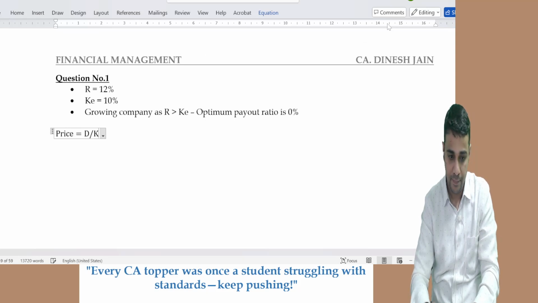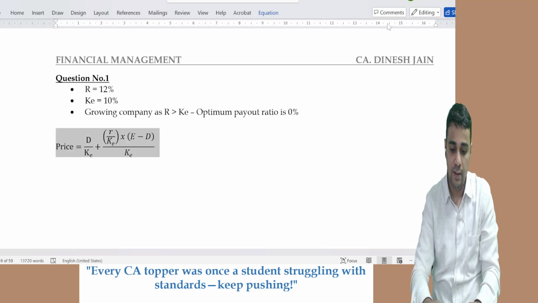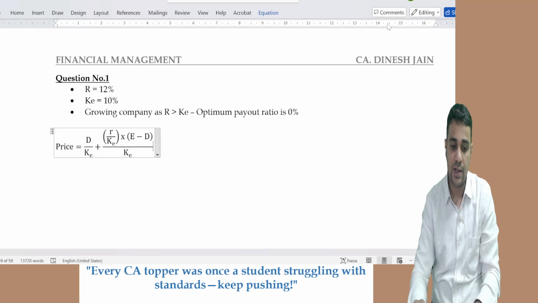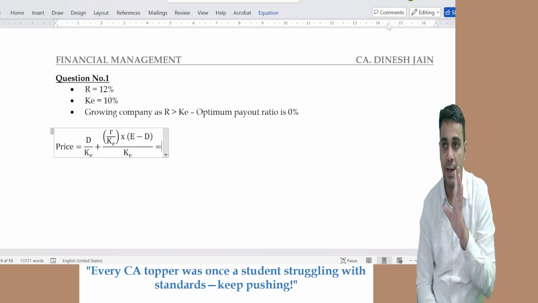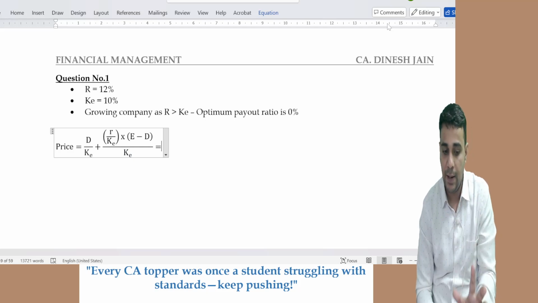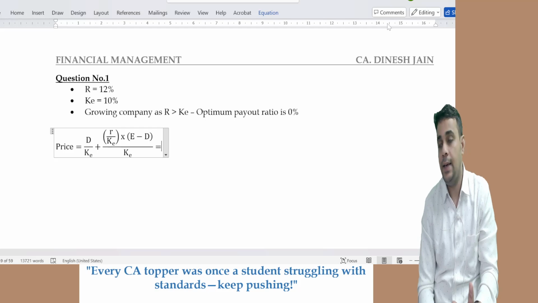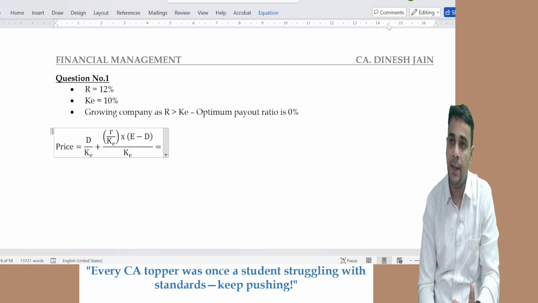D by KE plus R by KE into E minus D whole divided by KE. We will write everything as decimal. Percentage sometimes can lead to mistakes. D by KE plus R by KE into E minus D divided by KE.